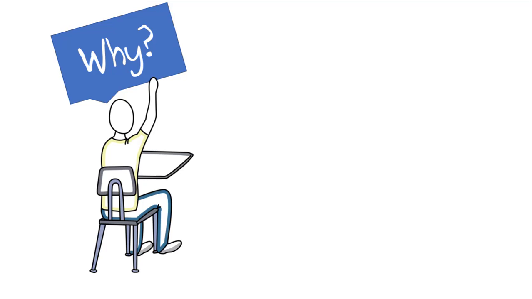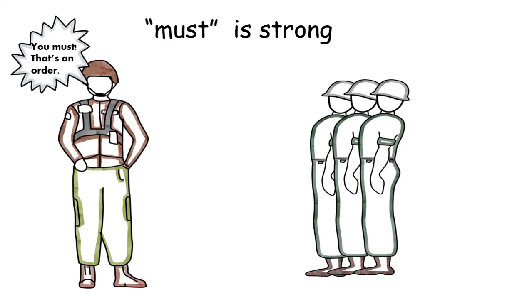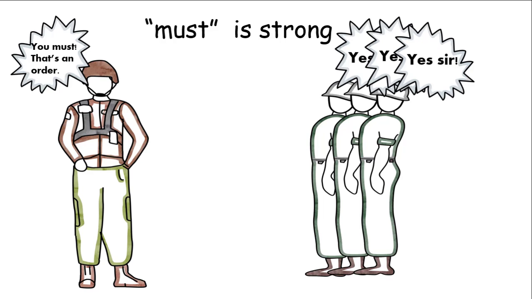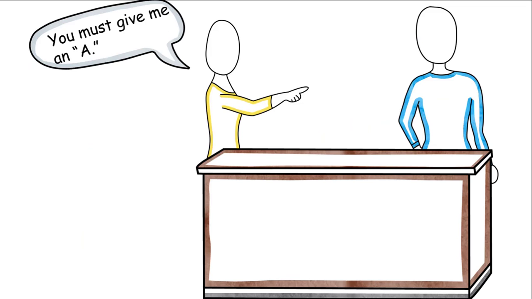Is there any other reason? Must is a strong word. If you use must when you are talking to your mother or your boss, or your teacher, it will sound like you are ordering them around. Have to might also sound like an order, but must is much stronger and will probably make the person mad. You must give me an A. What?